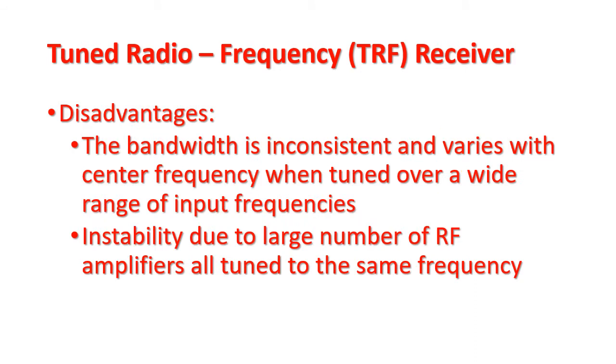Tuned radio frequency receiver disadvantages. The bandwidth is inconsistent and varies with center frequency when tuned over a wide range of input frequencies. It is unstable due to the large number of RF amplifiers, all tuned to the same frequency.